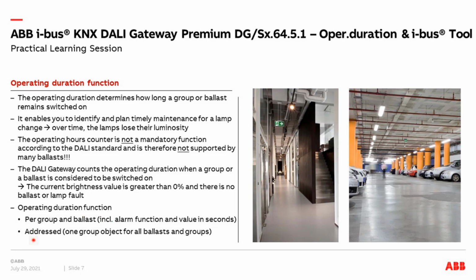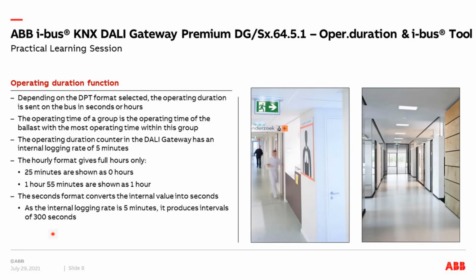Another possibility is to use a so-called at-rest group object. Then we have only one group object for the complete output, and in this group object we have the number of the ballast or the group and also the operating duration. But when we use this at-rest, then we have no alarm function and no values in seconds. When you have a visualization, it's quite popular to use this at-rest one. Then you have only one group address for all 64 ballasts or 16 groups per output. Or you can use, of course, both of them. Later I'll show you both of these solutions.